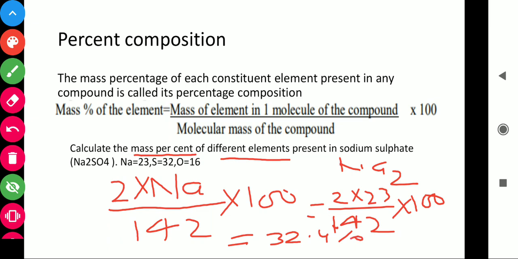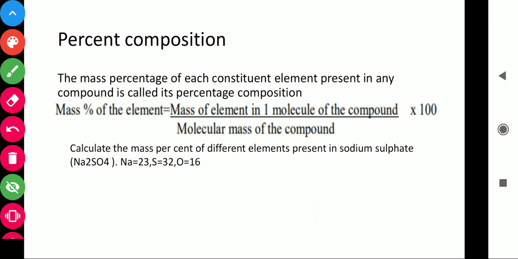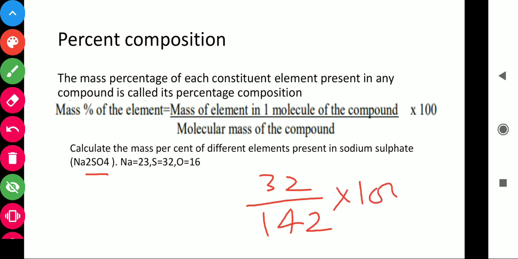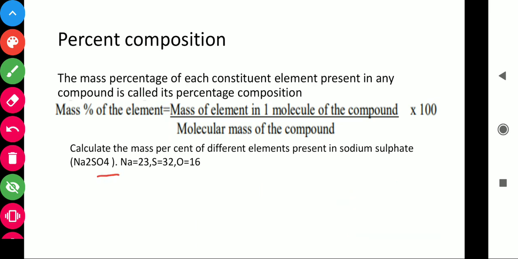Now come to the next. The next is sulfur. What is the mass of sulfur here? 32, only one atom is present, and it will be divided by the molecular mass of the compound, that is 142. When we multiply it by 100, we get the percentage of sulfur, which will be 22.6%.